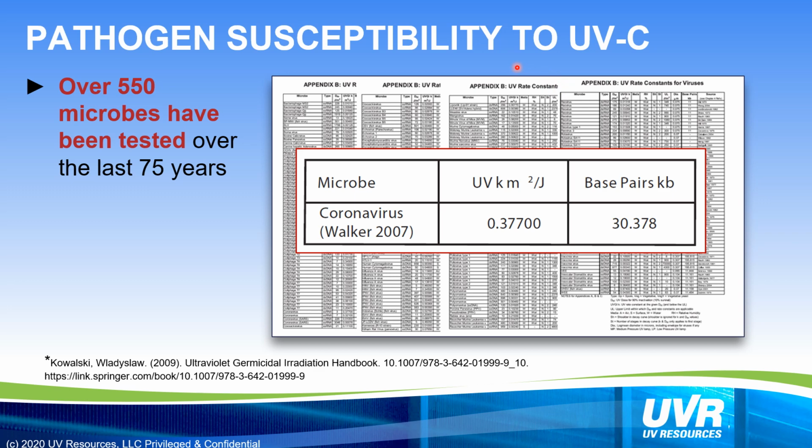In there you have a coronavirus, which was a Walker 2007 study, and it gives you your K value, sometimes known also as a Z value, of how much energy it takes to inactivate this particular product, or any of those that you're seeing in the background. The K value for the coronavirus Walker 2007 is 0.377. So that becomes your multiplier, what you would use when you're doing a sizing system.